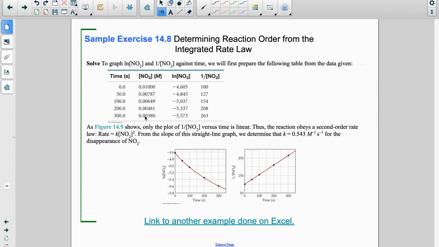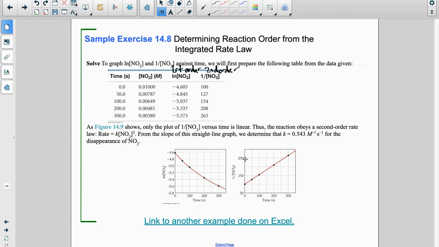So we're going to take the data here, take the natural log of each point, as well as take 1 over the concentration. Remember, for a first order reaction, if you plot the natural log versus time, you should get a straight line. For a second order process, you would plot 1 over the concentration versus time to get a straight line.